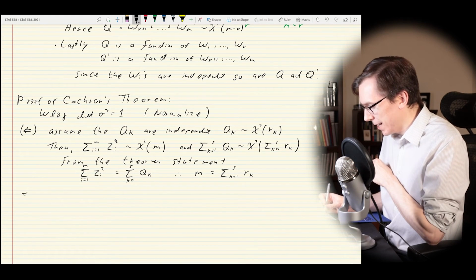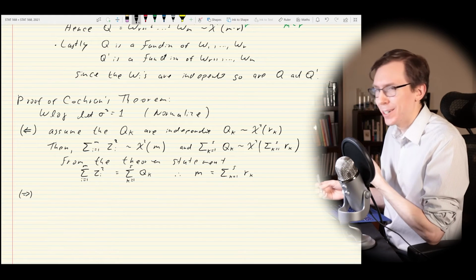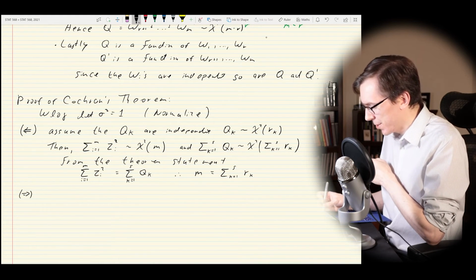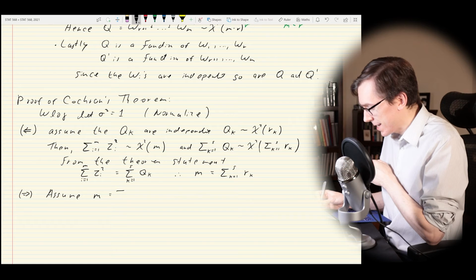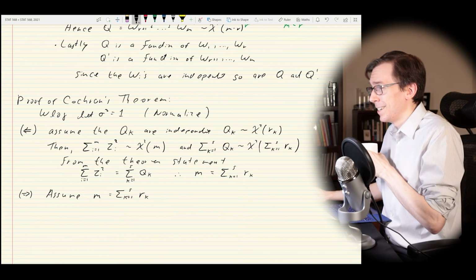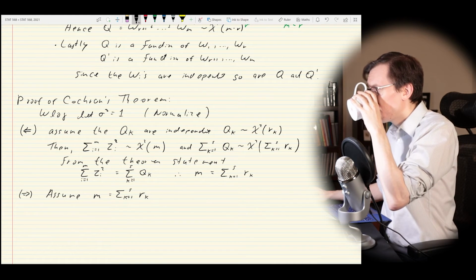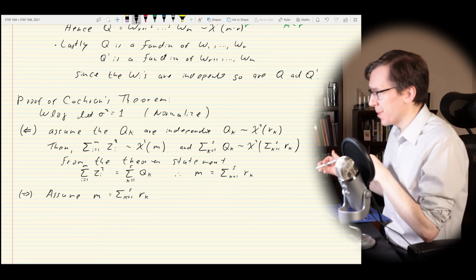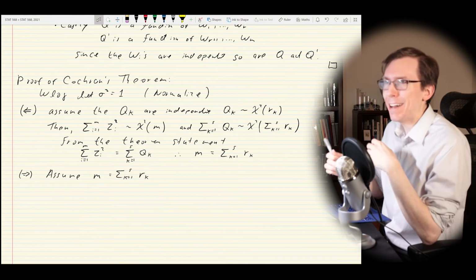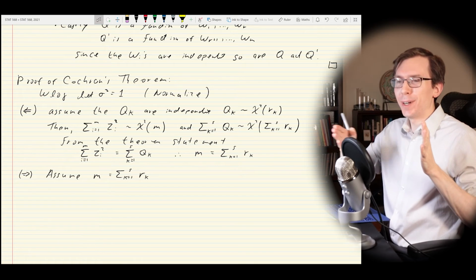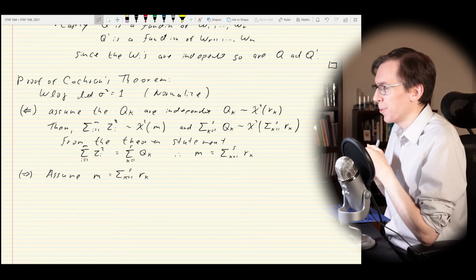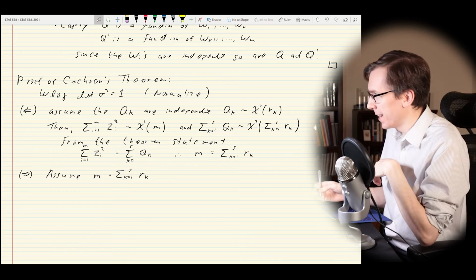The harder one is to go the other way, because the other way, we're starting at the conclusion of the first way, which is: assume that m is equal to the sum k from 1 to s of r_k. Okay, so then the question is, how in the world do we proceed from here? Well, remember, we have matrices A_1 all the way through A_s. So what we'll do is start with the first one and work our way from there.